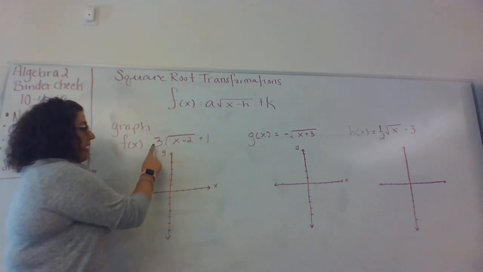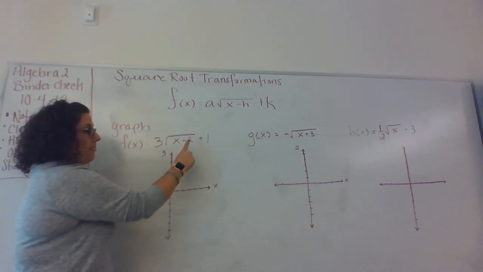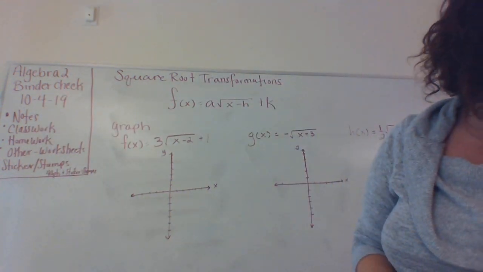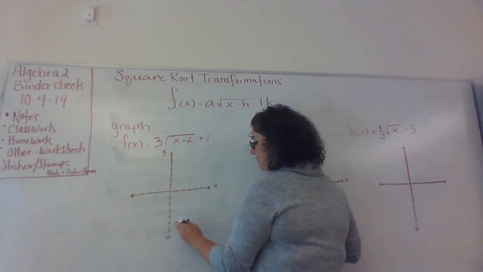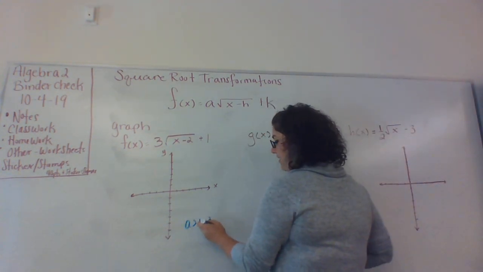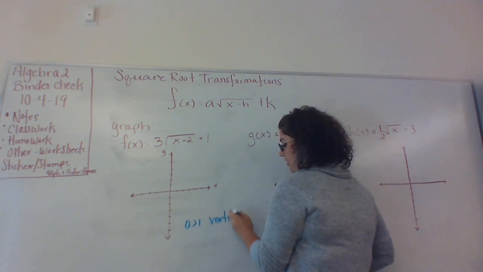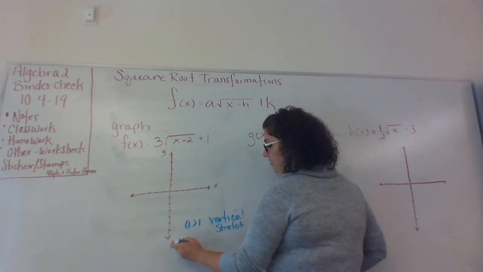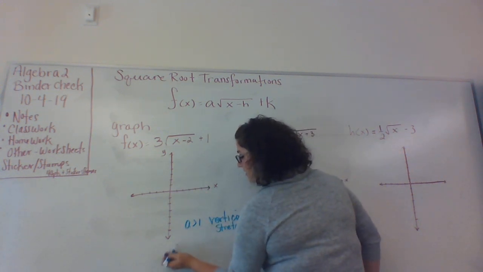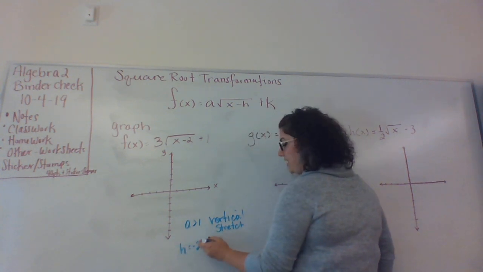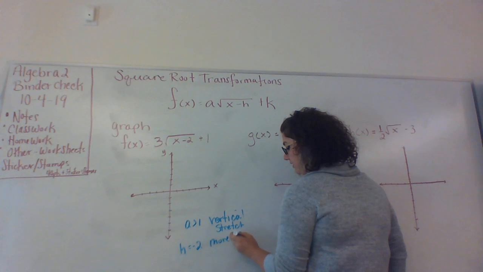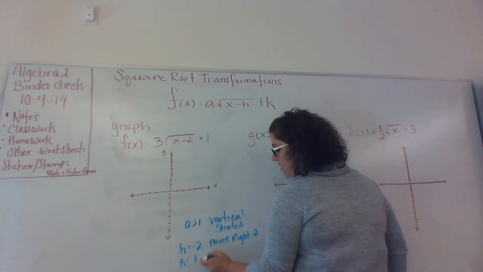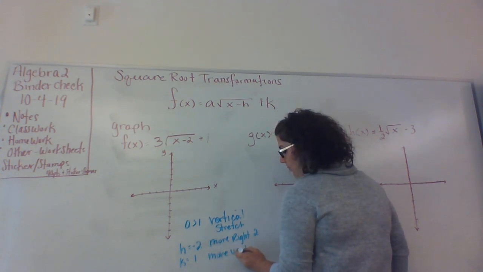Okay, so I look and I say, okay, I have a transformation here, I have a transformation here and here. So I have three transformations going on. What I have is an a greater than 1. So that means I have a vertical stretch. I have a negative h, which is negative 2. This is my h. Which means I need to move right 2. And then I have a k that is a positive 1, which tells me to move up 1.